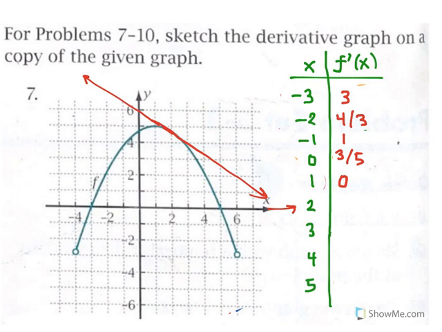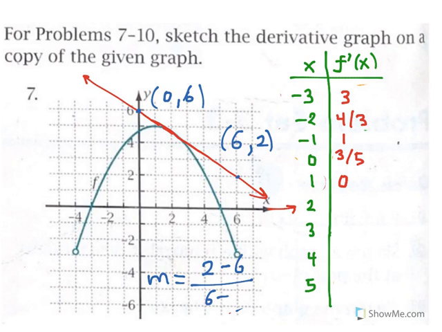So there is the tangent line at x equal to 2, and I'll use two points on the tangent line that are lattice points. So I have 6, 2, and maybe this one here, which is about 0, 6. So my approximation for the slope of this tangent line would be 2 minus 6, change in y, divided by the change in x, 6 minus 0. 2 minus 6 is negative 4 over 6, which is about negative 2/3.